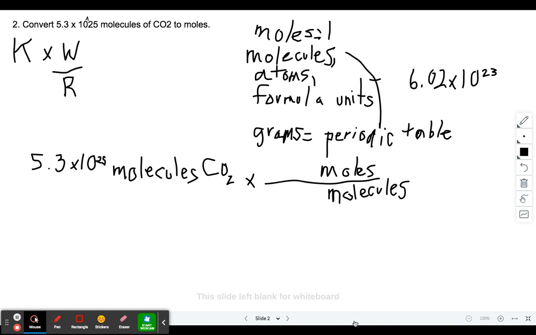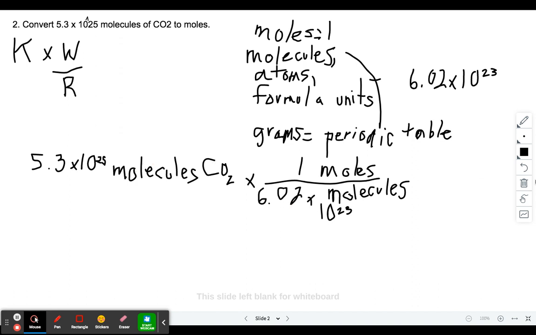Okay, so let me hide that so I don't have to keep looking at that. So the moles, remember, always equals 1. So my moles on top has to equal 1. My molecules always equals 6.02 times 10 to the 23rd. So 6.02 times 10 to the 23rd is going to go here on the bottom. It's a little messy, I'm sorry. There we go. So the molecules always equal 6.02 times 10 to the 23rd.